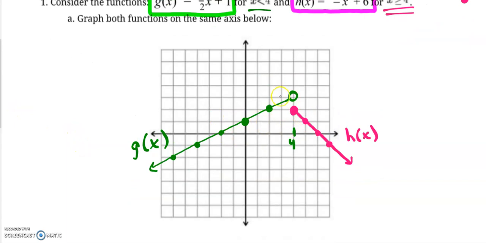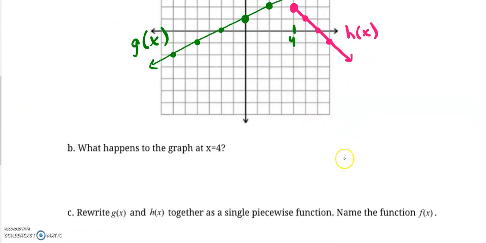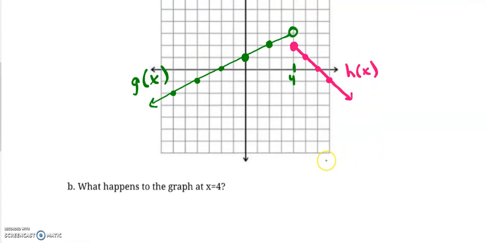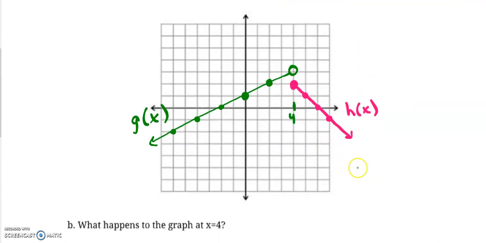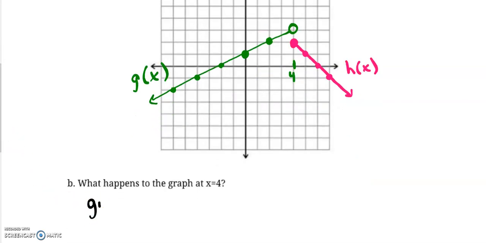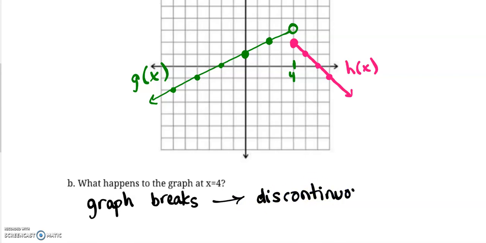Well, we're going to talk about what happens at x equals 4, because that's kind of the key point here. A couple of things are happening at x equals 4. The main thing we need to discuss is the fact that the graph breaks. Now, what's the fancy word for this break? It's discontinuous. Continuous at x equals 4, okay?